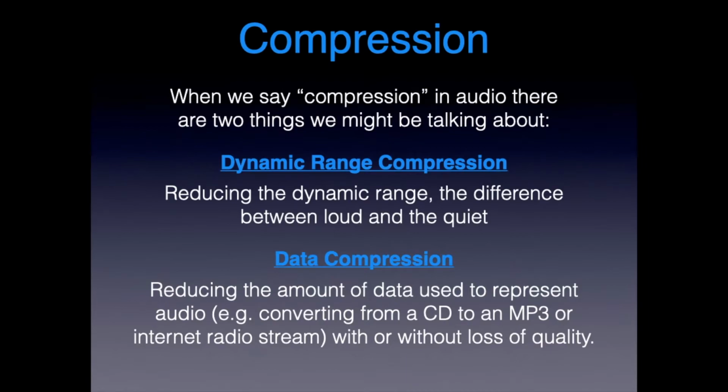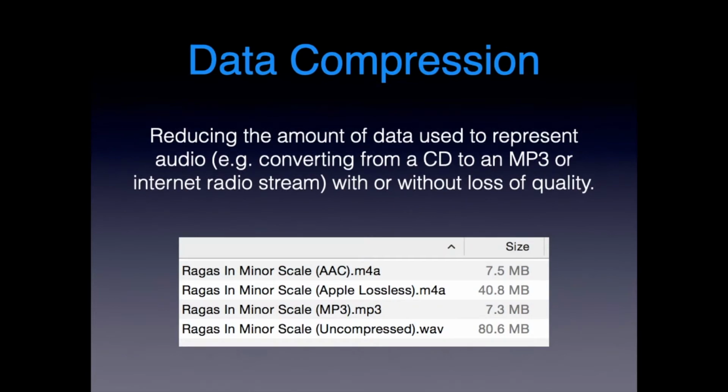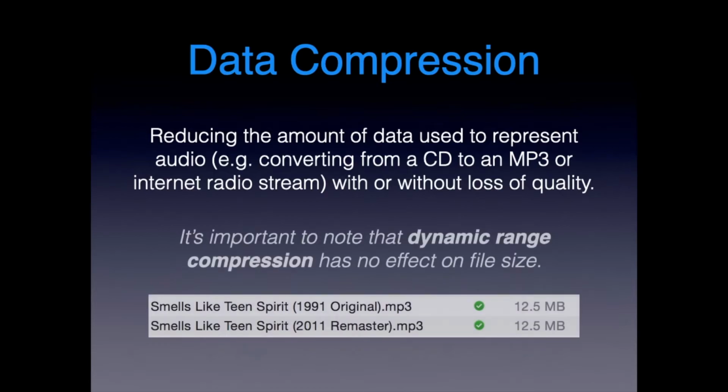Back to our two definitions, let's now talk about data compression. In data compression, we're reducing the amount of data used to represent audio. So the dynamic compression that we were just talking about has no effect on the file size. Looking at these two Nirvana MP3s, we can see that they're the exact same file size, even though the remaster has a significant amount more dynamic compression going on. The sound of these two are going to be very, very different, but that dynamic range compression has no effect on the file size. Data compression will, though.